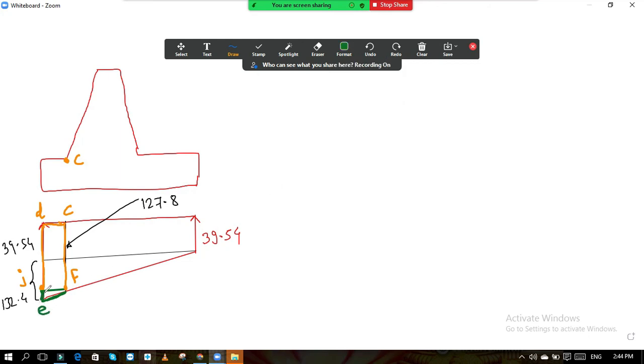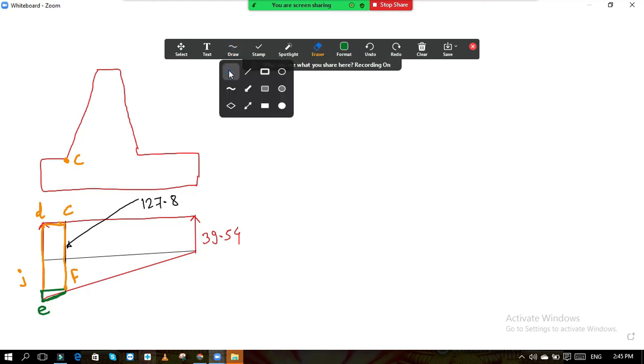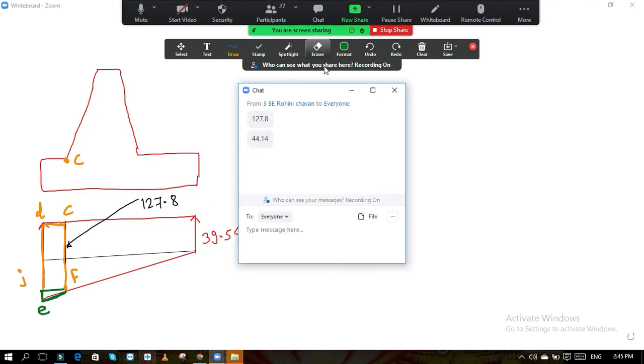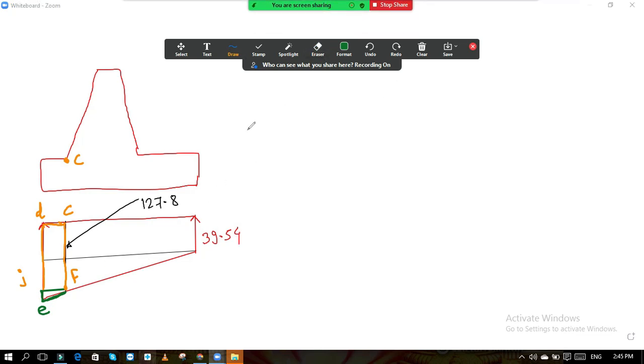मग आता ट्रायंगलचा किती ऑर्डिनेट राहिला असेल? ट्रायंगलचा ऑर्डिनेट किती राहिला? हे टोटल 171 है ना, 171 point something minus 127.8. So calculate the total ordinate of triangle. हे काढून टाका, द्यायची काही गरज नाही. What is the ordinate of this triangle? 44.14. Okay. So this triangle ordinate is 44.14.